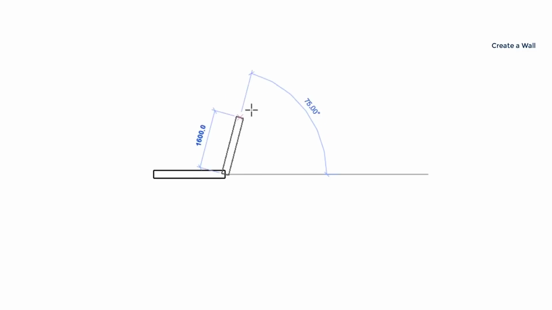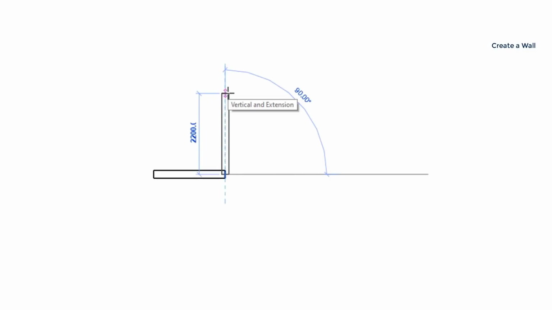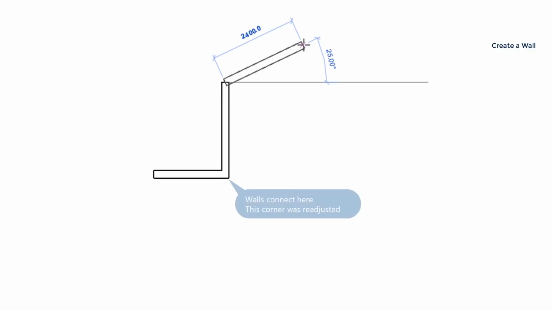Then the system prompts me to insert another wall connected to the first one. This time I want it vertical. And once it's done, they automatically connect to each other. Press Escape to exit the wall placing function.